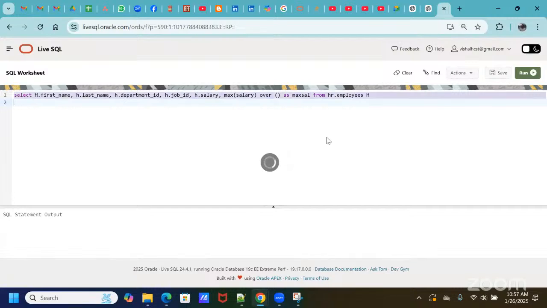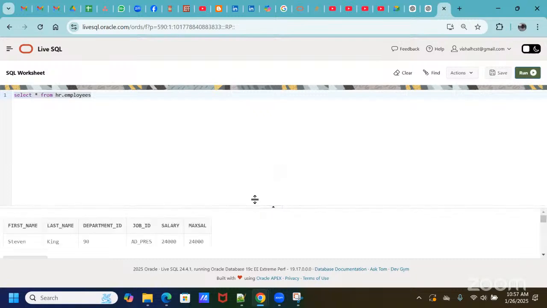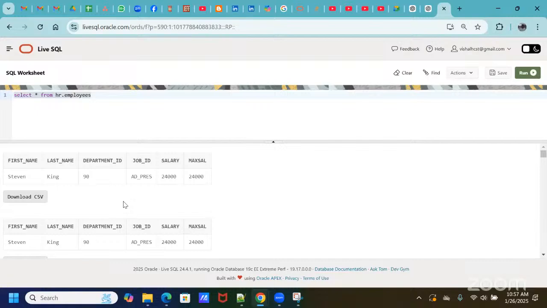The thing will run. Select star from HR.employees. Now the output is coming. Something was stuck inside. This 24,000 matched to 24,000, and when it matches, it gives you the data. This is the query we wrote: where max salary equals salary, we got the data.